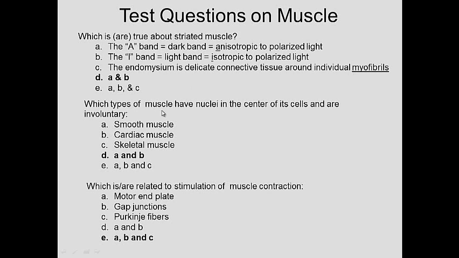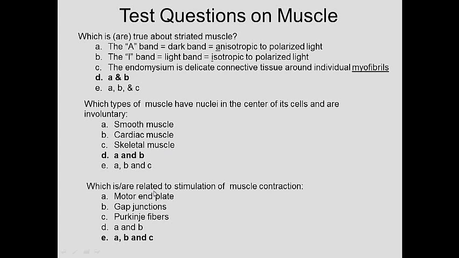Which type of muscle has nuclei in the center and is involuntary? Smooth muscle has nuclei in the center, and it's not under control, so it's involuntary. Yes. Cardiac muscle, one or two nuclei in the center, and it is involuntary. True. Skeletal muscle has multinucleated cells, and it's voluntary. So the answer is D.